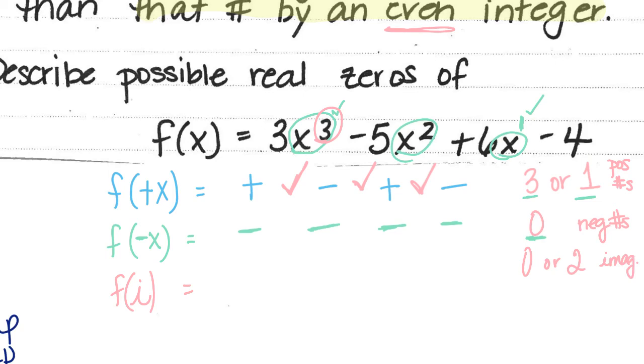So let's talk about our options. There can be 3 positive with 0 negatives and 0 imaginaries, or there could be 1 positive with 0 negatives and 2 imaginaries. So Descartes' rule of signs is just telling us what we're looking for. We can look for some different options for our zeros. So hopefully this will help you out with understanding Descartes' rule of signs.